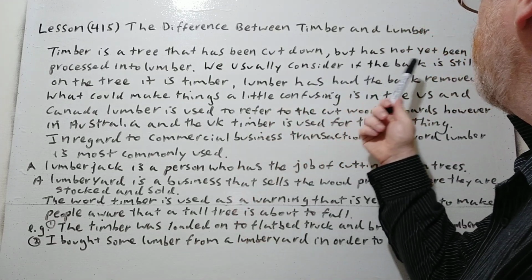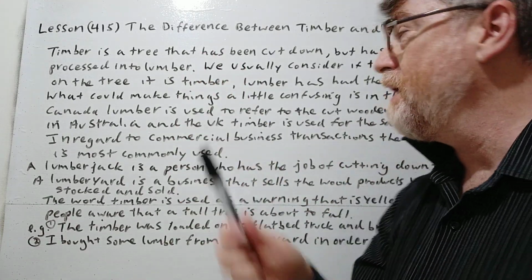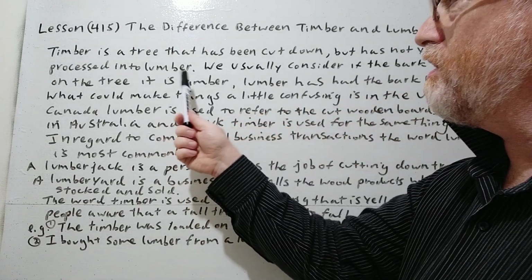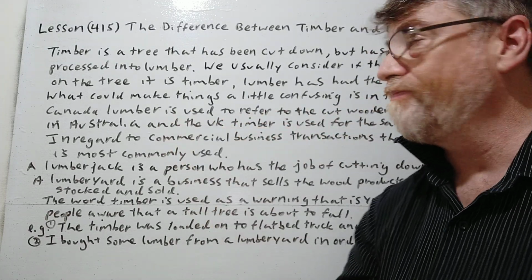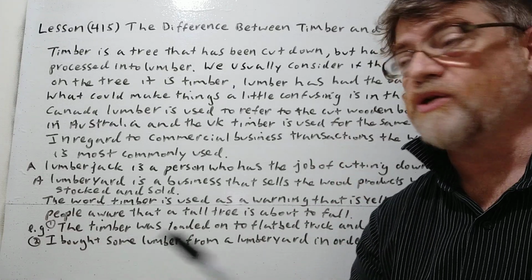So we usually consider the bark, like the outside skin of the tree. If the bark is still on the tree, it is timber. Lumber has had the bark removed. Okay, that's a good point.